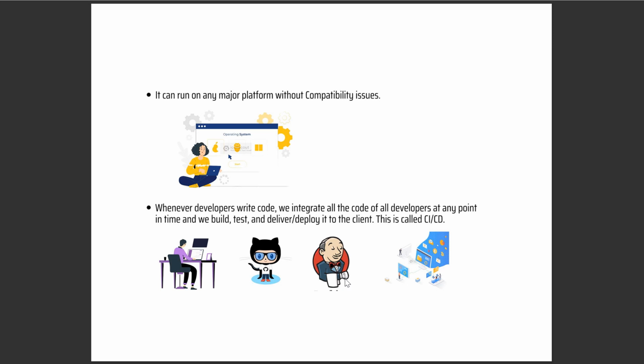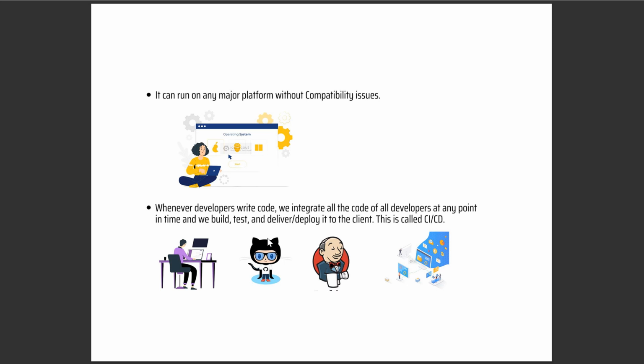Is there any compatibility issue? No. It can run on any major platform without any compatibility issue. Whenever we run any kind of application on any platform, first of all, what will we check? We will check the compatibility: is that platform compatible to run my code? If I want to integrate any application with Jenkins, first I am going to check the compatibility. Only if it is compatible will I add it. In the same way, Jenkins is compatible with all the major platforms.